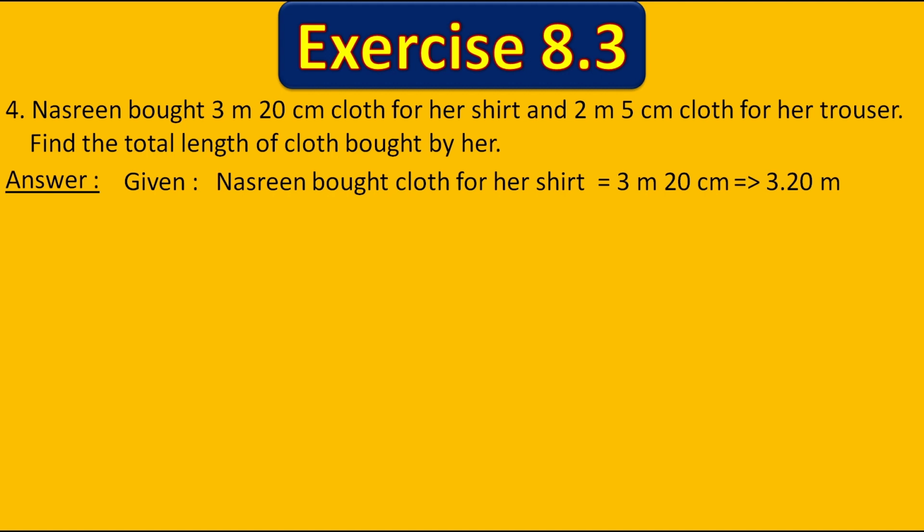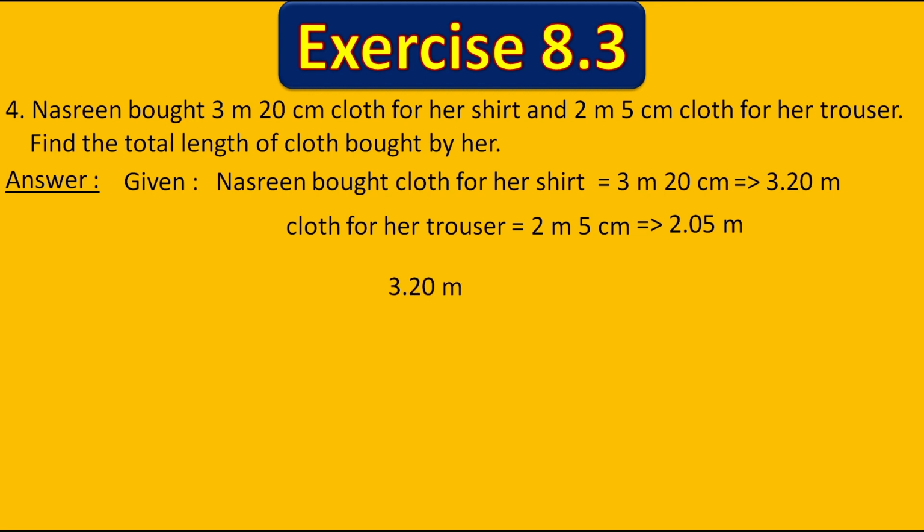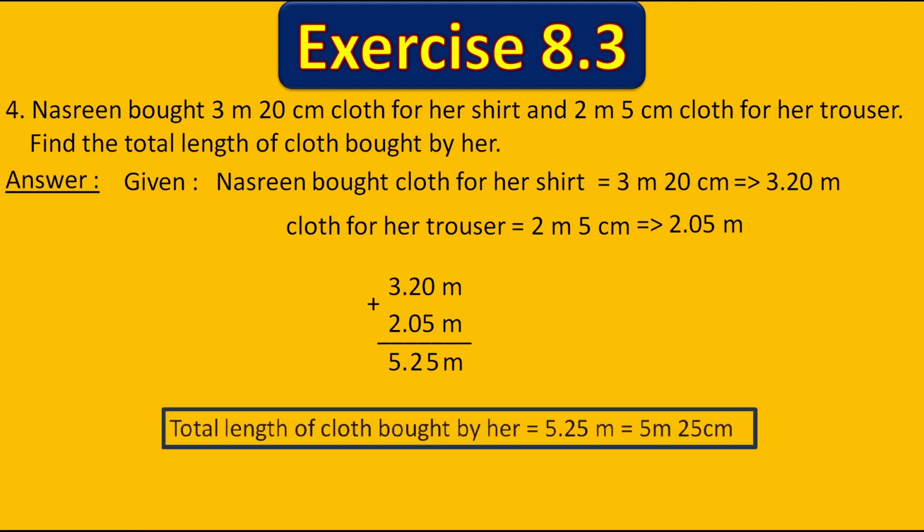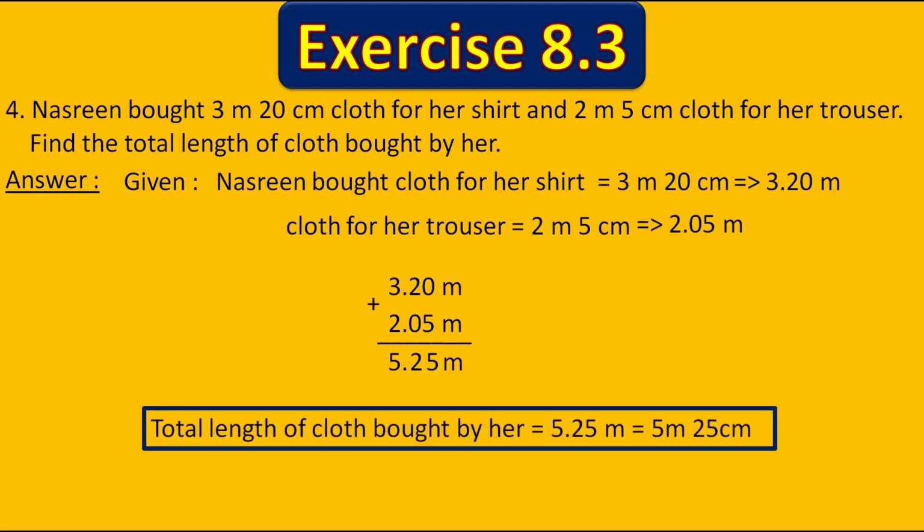Okay. So next comes cloth for her trouser, which is 2 meter 5 centimeter, and can be written as 2.05 meter. Okay. Now let's add them. 3.20 plus 2.05. So 0 plus 5 will give you 5. 2 plus 0 is 2. 3 plus 2 is 5. So altogether, the total length of cloth bought by her is 5.25 meter, or we can say 5 meter 25 centimeter.